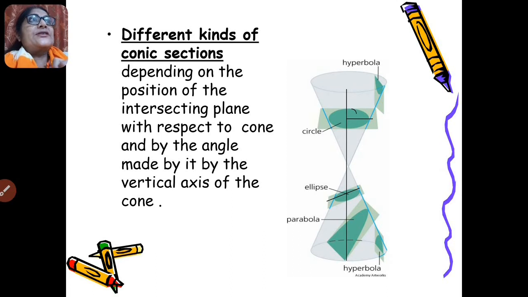Now, the sections formed depend upon the position of the intersecting plane. There are different kinds of conic sections, depending on the position of the intersecting plane with respect to the cone and the angle made by it with the vertical axis of the cone. As you can see in the figure, there are sections of the cone formed as circle, ellipse, parabola, hyperbola. So, how do these sections form? What are the conditions for these sections?